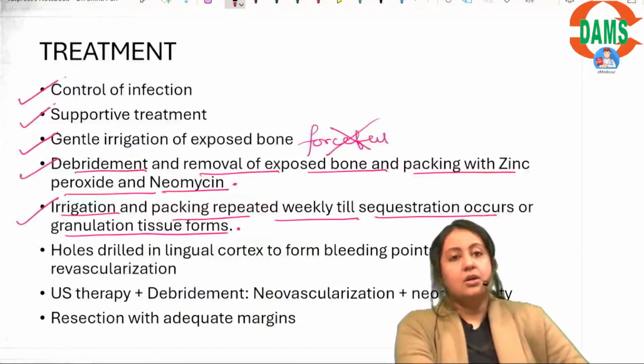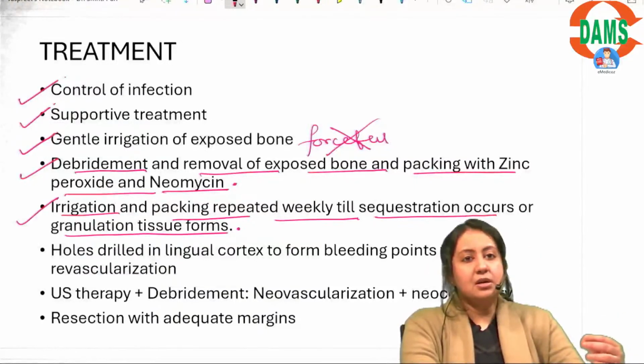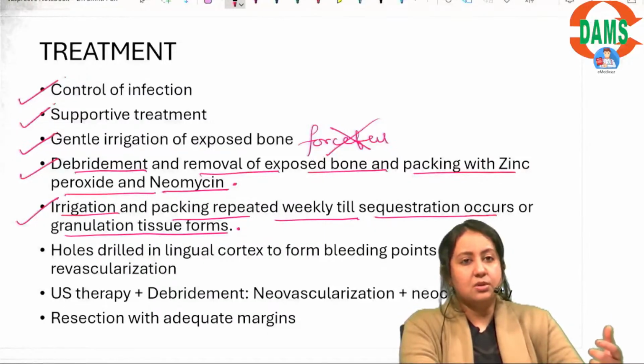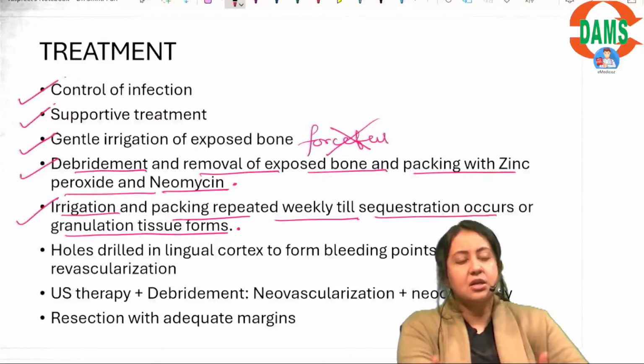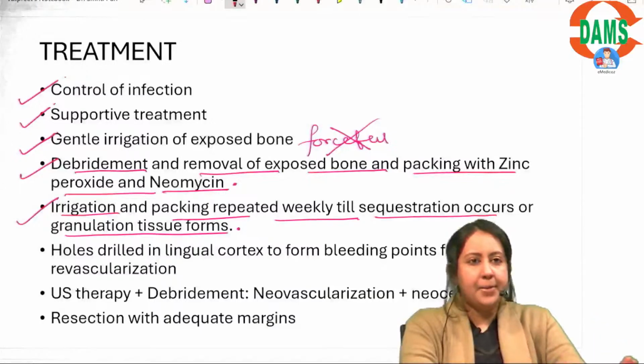Now that means till sclerotic bone forms. This was completely dead, lifeless bone. Our aim is to stop this process. So sequestration is nothing but sclerosed bone. So we have to achieve either formation of sclerosed bone, or we have to achieve granulation tissue forming over bone. So till then you continue your irrigation and packing.